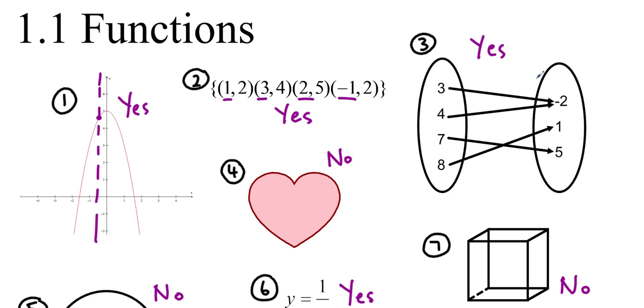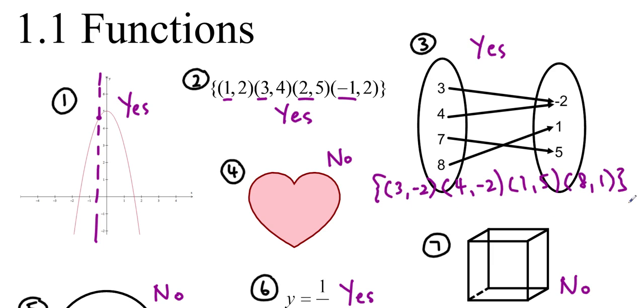Number 3 is a mapping diagram. It's just another way of showing a relation. Actually, we could write it like a set of ordered pairs. In this case, we've got 3 goes to -2, 4 to -2, 7 to 5, and 8 to 1. You can see that the x values do not repeat, and also when you draw the diagram, it only has one arrow coming from each x value, so that means that it is a function.